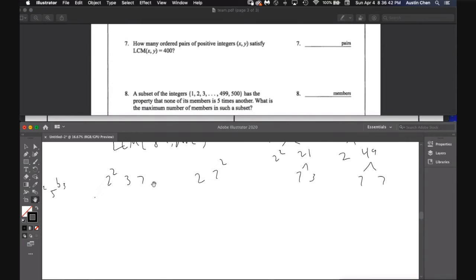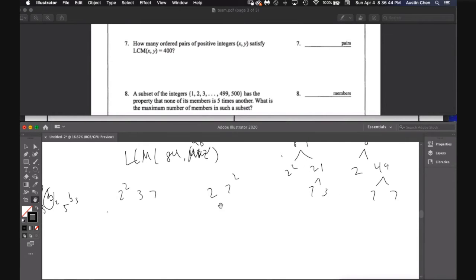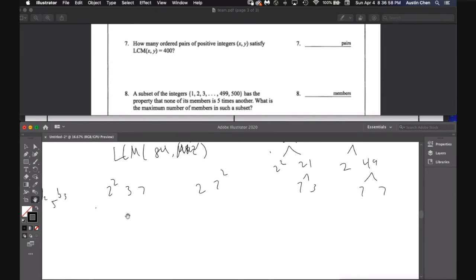Okay, so how do we get the LCM of this? Well, for each of the primes, we want to find which one has the largest exponent of that prime, and we're just going to take that exponent and put it on our new number. So we're first going to look at the 2. Well, 84 has 2 squared, where 98 only has 2. So that means we're going to have 2 squared in our LCM.